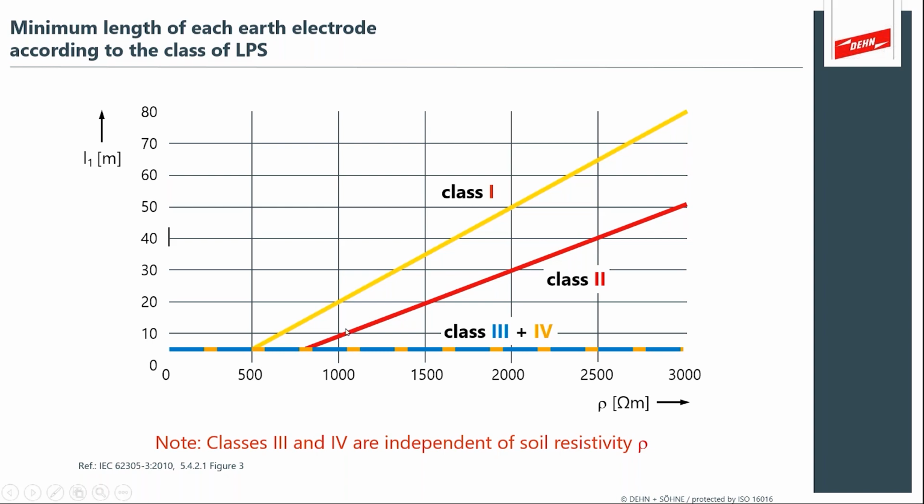And of course, we saw that in the standard. If you're trying to dissipate 200,000 amps of lightning current, you're going to need more electrode, and that's essentially what you see in a chart like this.